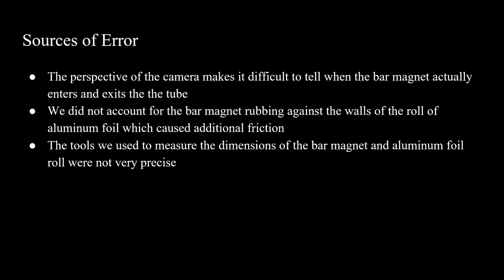So obviously there are some discrepancies between the experimentally determined value and the estimated value, and this may be due to the perspective of the camera that we recorded the magnet falling through the tube with, which made it difficult to actually tell when the bar magnet entered and exited the tube. Additionally, we did not account for the bar magnet rubbing against the walls of the roll of aluminum foil, which may have caused additional friction. And the tools we used to measure the dimensions of the bar magnet and aluminum foil roll were not very precise.